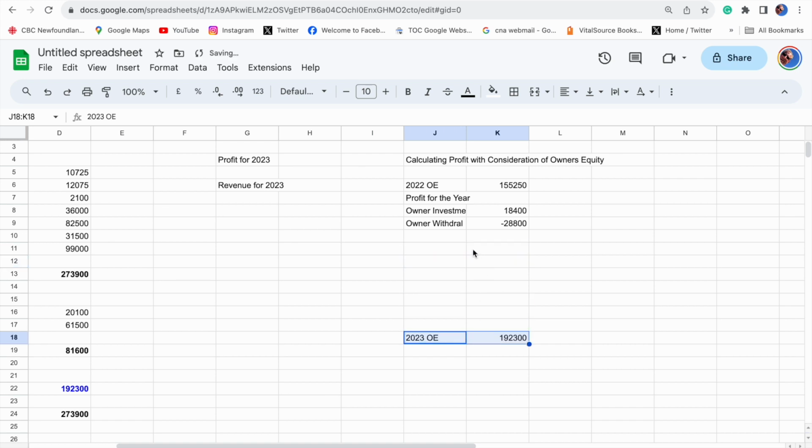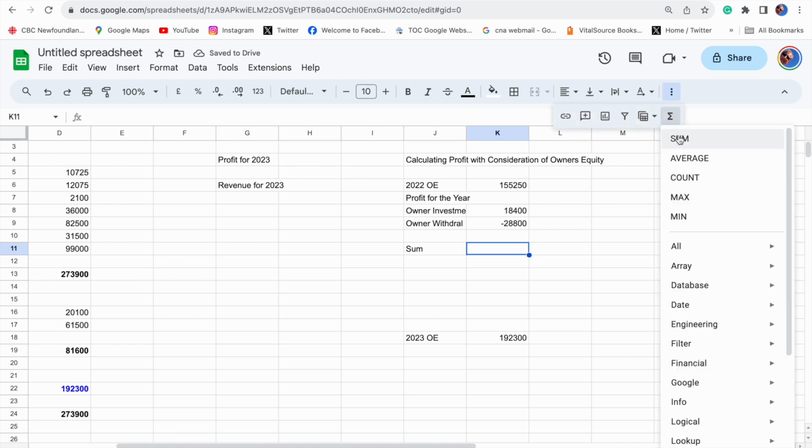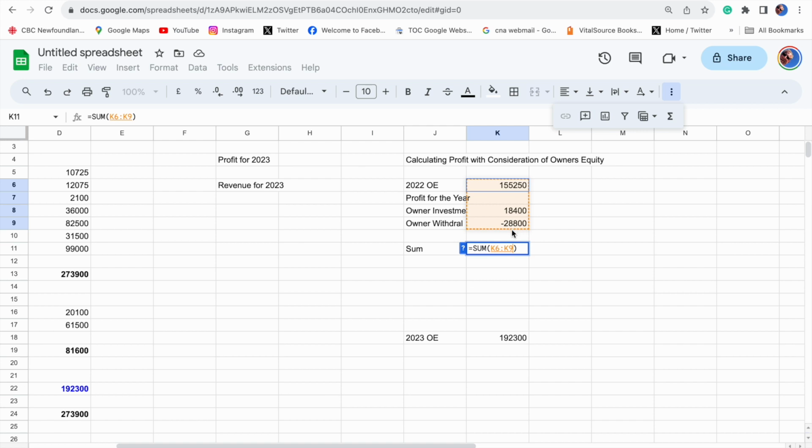Okay, so let's size this up. If we were to get a sum of that, what we're doing is adding up those numbers there, and that sums to 144,850. So we know at the end of the year, the owner's equity value was 192,300. Summing it comes to 144. The owner's equity stated is 192.